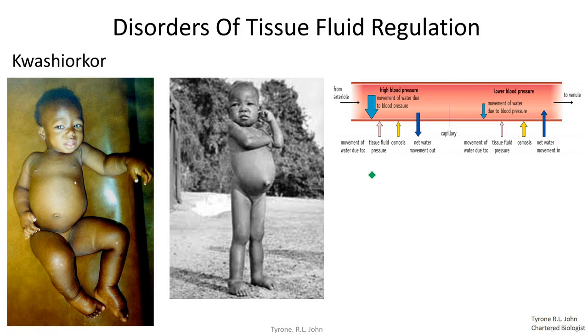Okay, so it's caused by a lack of protein in the diet. Okay, and this is why you often see this condition in developing countries where generally the diets are poor. You often get this in children once they've stopped being breastfed. Once they're being breastfed they have sufficient protein in the milk, but when they come on to eat solid foods, that's when they get a deficiency of protein in the diet.